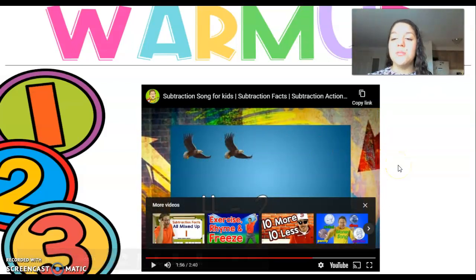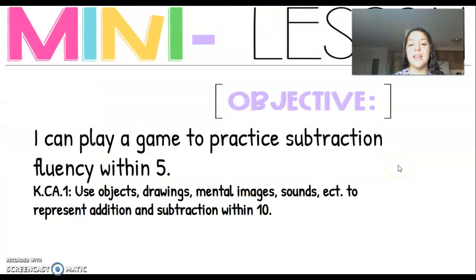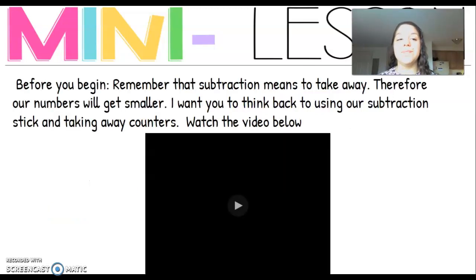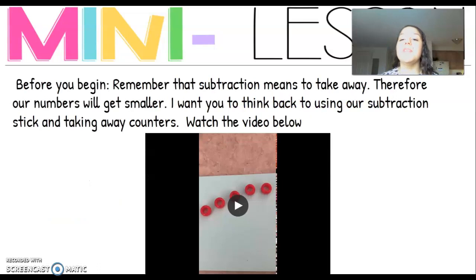Okay, let's read our objective now. Say, I can play a game to practice subtraction fluency within 5. And that's our kindergarten computations and algebraic thinking standard 1, which we've been using over and over, so we're becoming pros. Before we begin, I want you to remember that subtraction means take away.